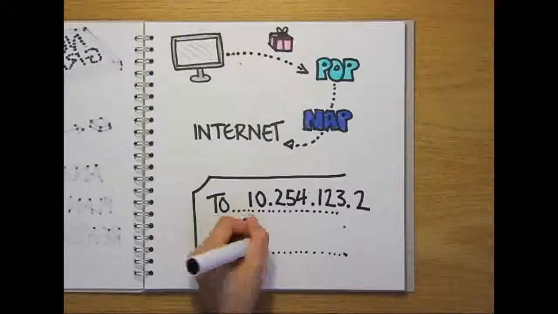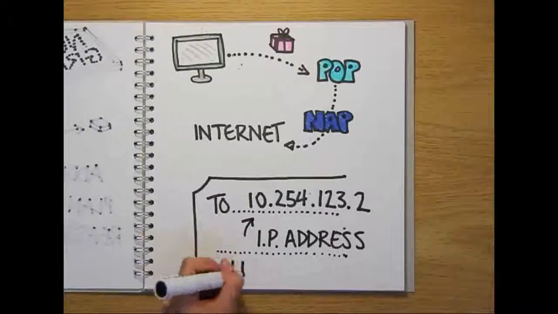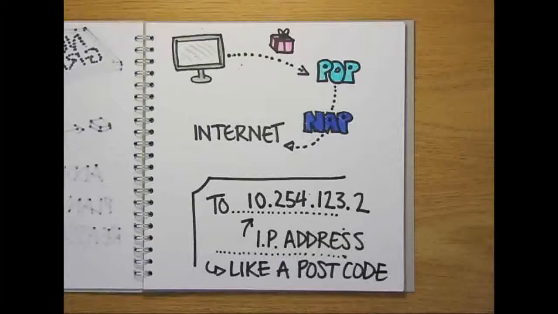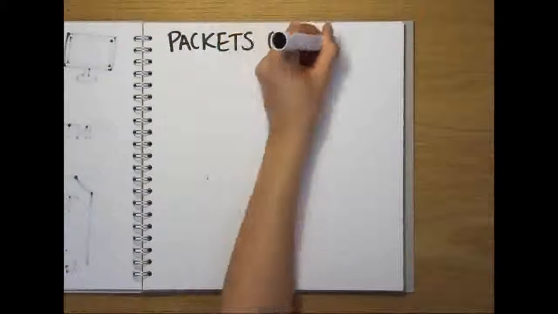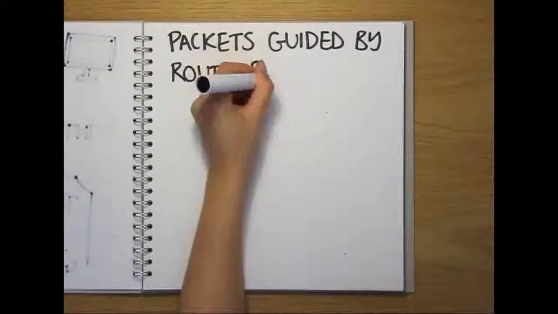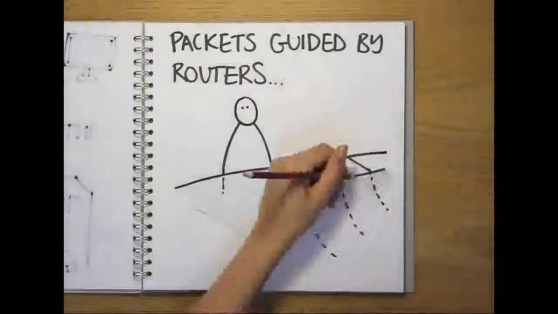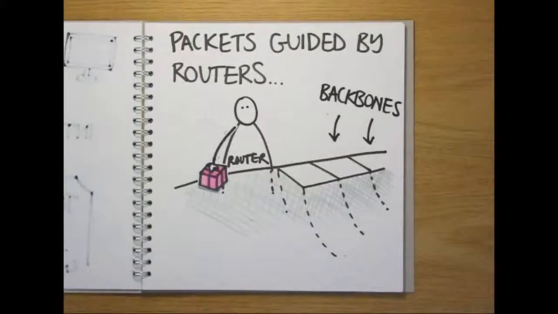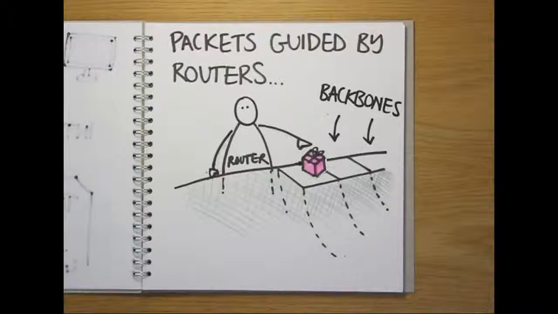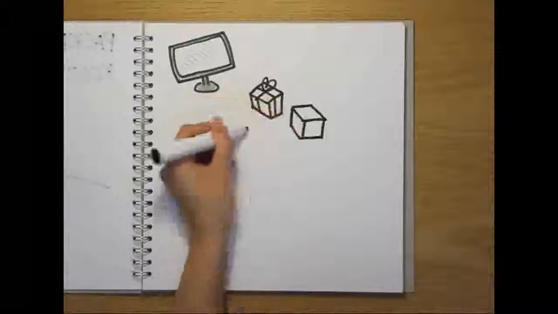The address they have written on them is called the IP address, which is a unique number a bit like a postcode that identifies the computer or device the packets are being sent to. Each packet is guided to its destination address through the internet by a series of specialised computers called routers. These routers are the internet equivalent of staff in the post offices and sorting offices. They look at each packet of data, read the destination IP address, and make sure that that packet then gets put into the right backbone connection for its destination. This process is then repeated until each of the packets gets where it needs to go.